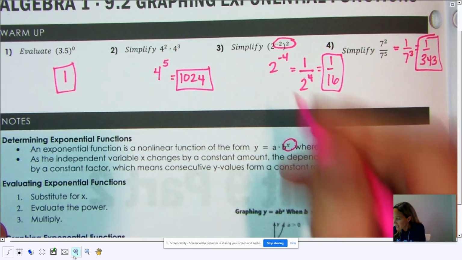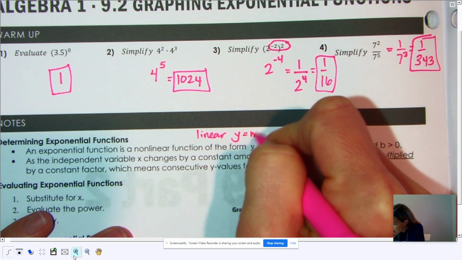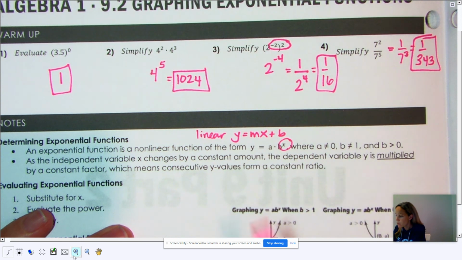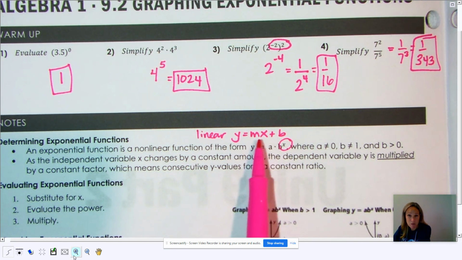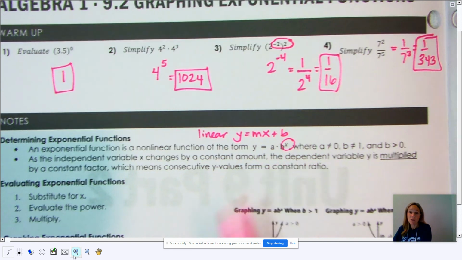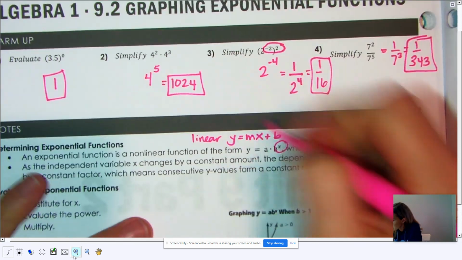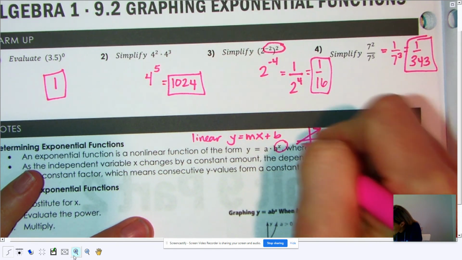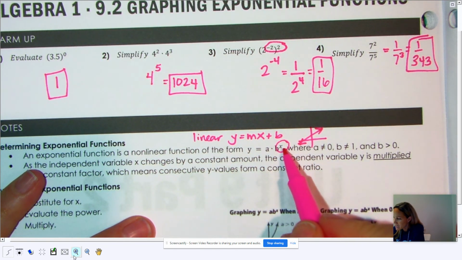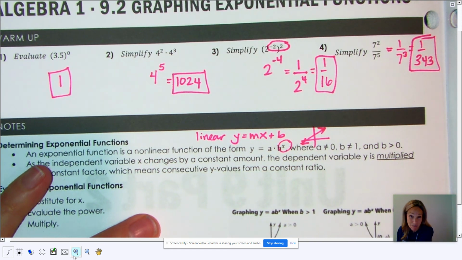This is different than a linear function where we had y equals mx plus b. So x was just being multiplied by something, whereas now x is actually the exponent. A linear function looks like a straight line, whereas with an exponential function, instead of increasing by the same amount each time, it gets multiplied by the same amount each time.